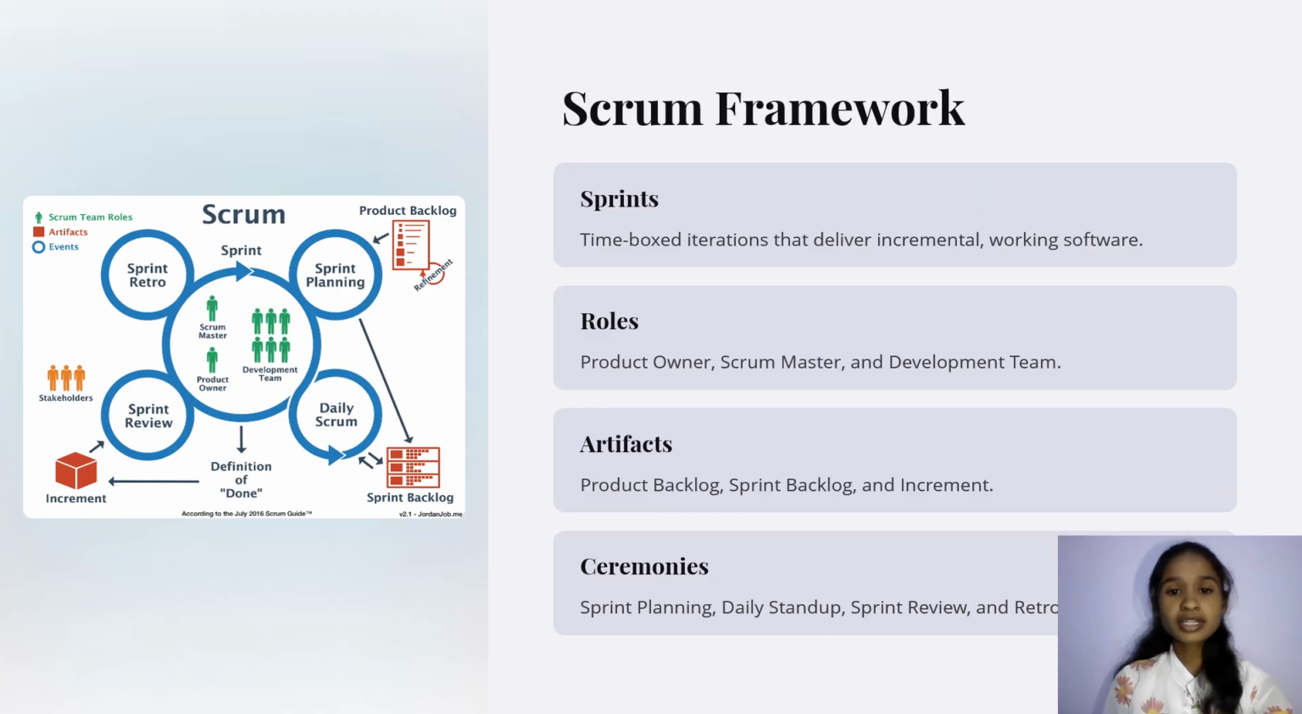Scrum framework. Sprints: time boxed iterations that deliver incremental working software. Roles: product owner, scrum master, and development team. Artifacts: product backlog, sprint backlog, and increment. Ceremonies: planning, daily stand up, review, and retrospective.